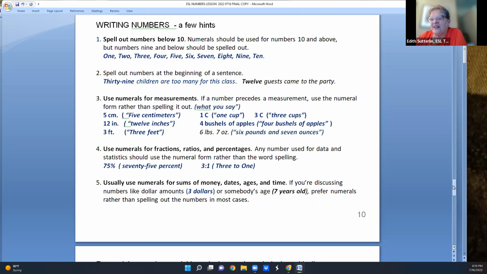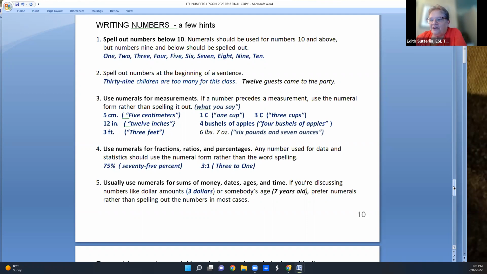We use numerals for measurements. If a number precedes a measurement, we use a numeral form or the printed number instead of spelling it out. So what you say is different, and I've got those in parentheses. So the first one, if you could just repeat, it's 5 centimeters. 5 centimeters. 12 inches. 12 inches. 3 feet. 3 feet.